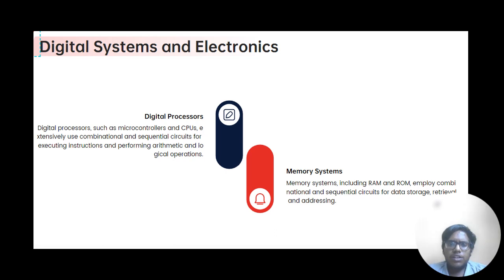Digital systems and electronics. Digital processors. Digital processors such as microcontrollers and CPUs extensively use combinational and sequential circuits for executing instructions and performing arithmetic and logical operations. Memory systems. Memory systems including RAM and ROM employ combinational and sequential circuits for data storage, retrieval, and addressing.